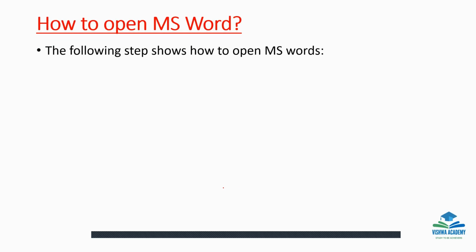How to open MS Word? Now here, the important thing you have to remember is how to open MS Word. The following steps show how to open MS Word. Step 1, type MS Word in the search bar. The next picture will show where to type and how to type.